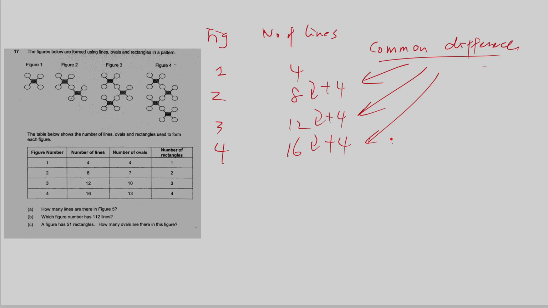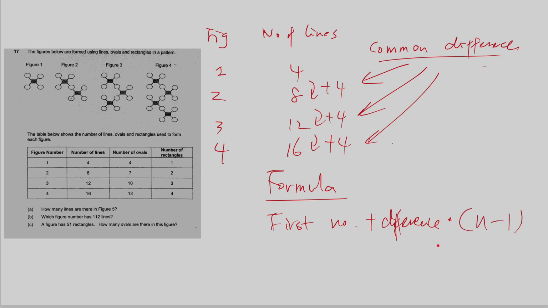So there is a formula for this. For common difference, there is a formula. Okay, the formula is this. So next time you just need to remember the formula. The formula is first number plus the difference times n minus 1.